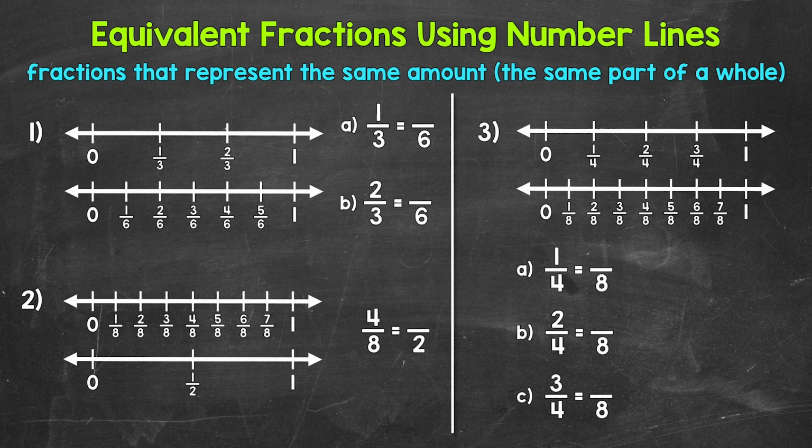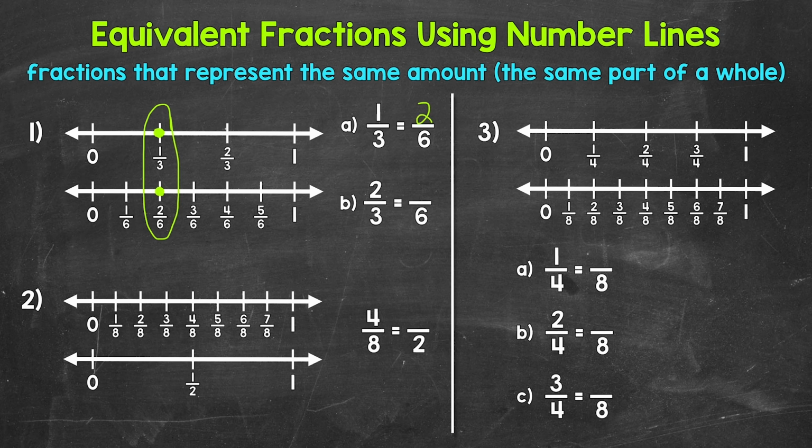So looking at 1/3, which is right here, right below, we can see that 2/6 is at the same place on the number line. 1/3 and 2/6 are at the same place between 0 and 1. They are the same distance from 0. So 1/3 and 2/6 are equivalent fractions. And we can see that with those number lines.